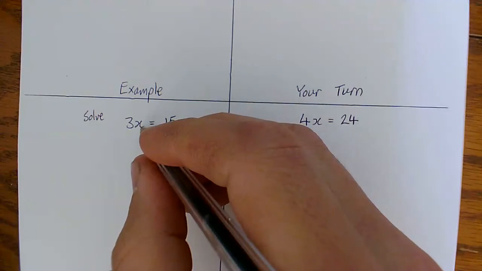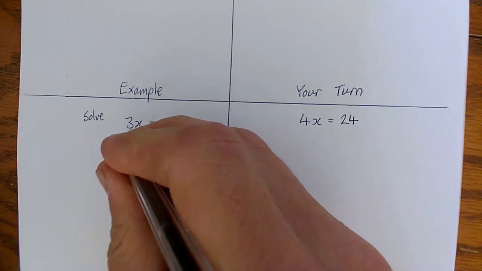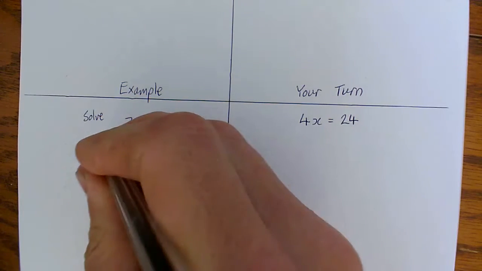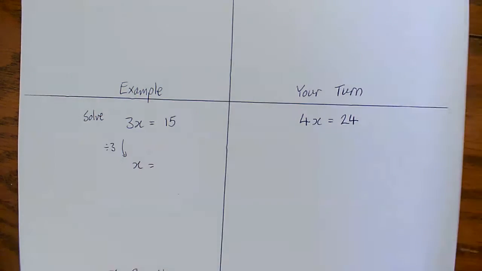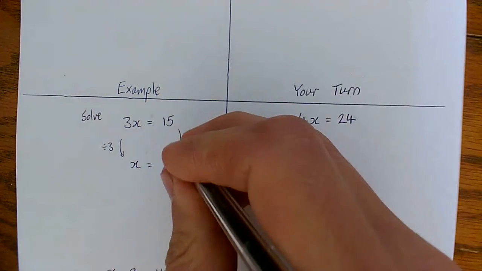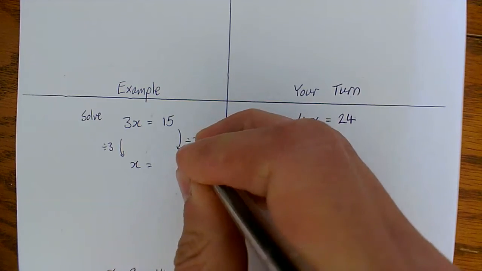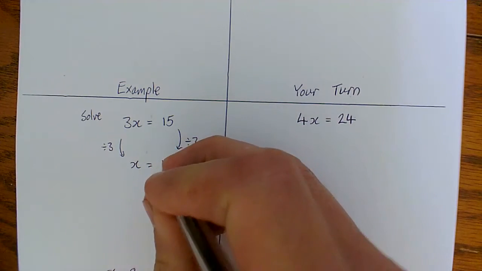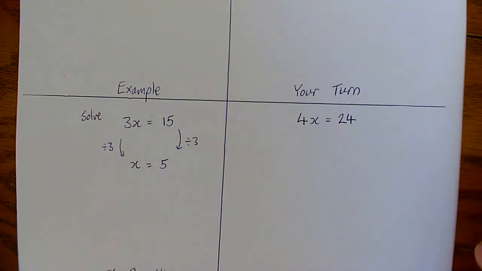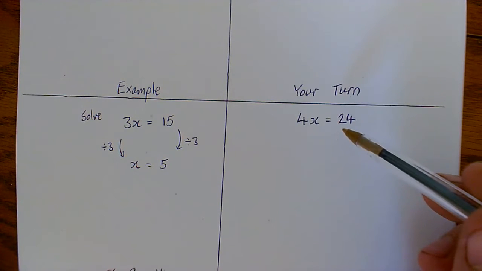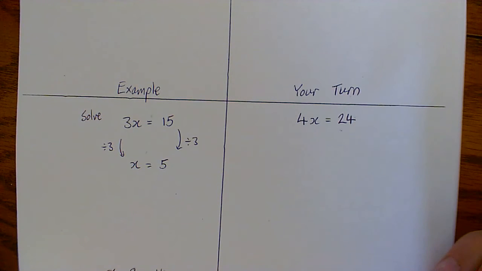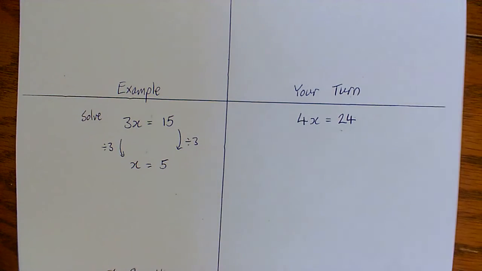Well, here I've got 3 times x. I want just x, so we need to undo that 3 times by dividing by 3. We need to do that over on this side. 15 divided by 3 is 5. So pause the video, have a go at your turn, unpause it, and I will give the answer to your turn. We'll then do a few more examples in that style.